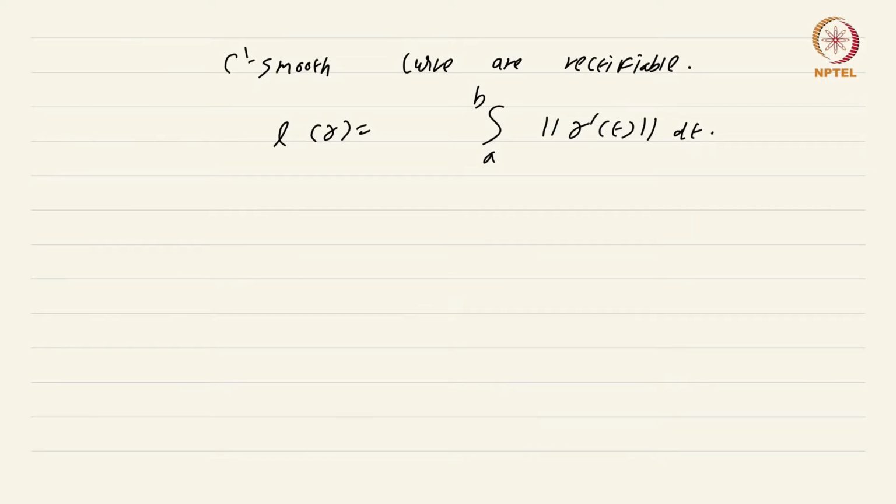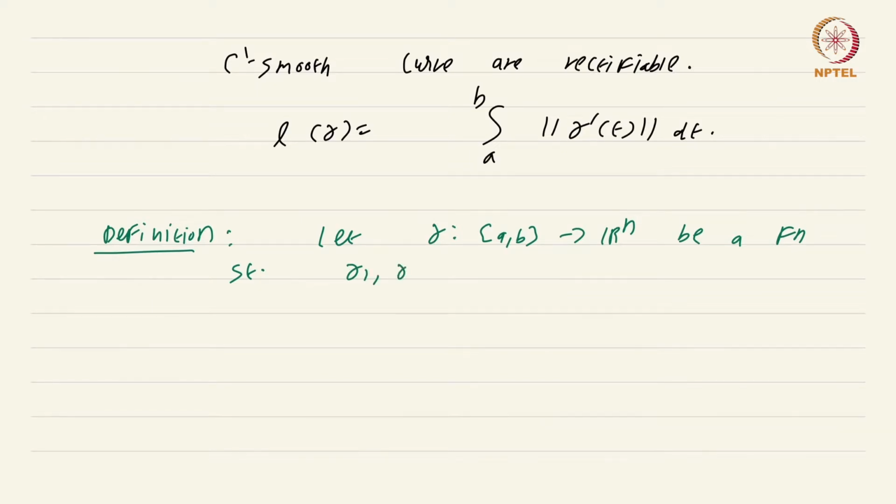So it will be convenient if I could define, in an ad hoc way, what the integral of a function into Rn is. The definition is not hard, so let me just do it right here. For the time being, this is just a convenient definition. Don't assign any deeper meaning to it. Let gamma from [a,b] to Rn be a function, it need not actually be a curve, such that gamma 1, gamma 2, dot dot dot, gamma n are integrable.